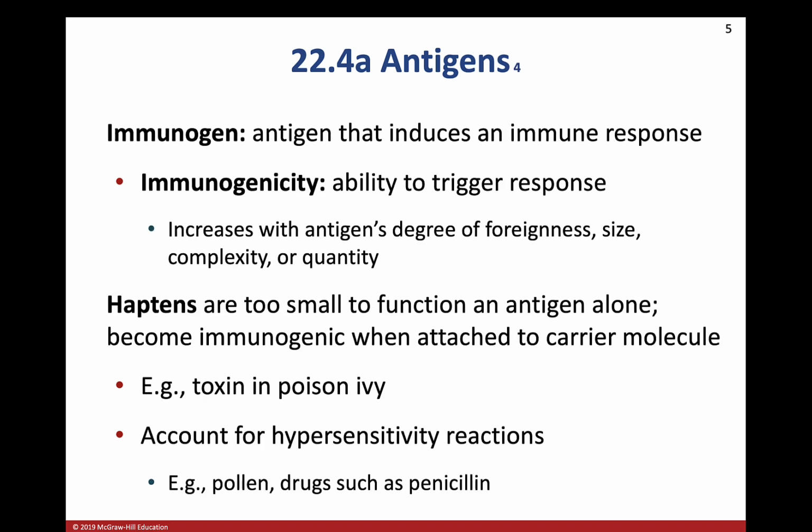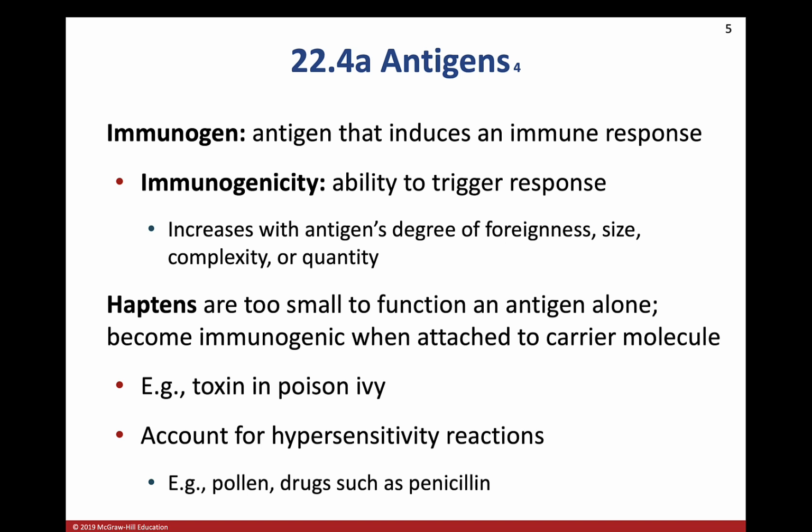Immunogen. This is an antigen that induces an immune response, and we also have this new term called immunogenicity, and this is the ability to trigger an immune response. Now, this will increase with an antigen's degree of foreignness, size, complexity, or quantity. Now, haptens, these are too small to function as an antigen alone, and they will become immunogenic when attached to a molecule within the body.